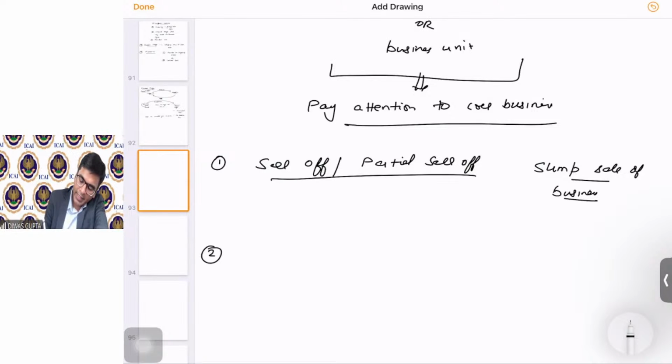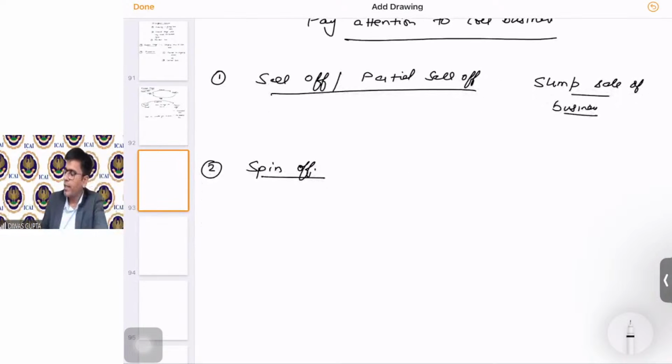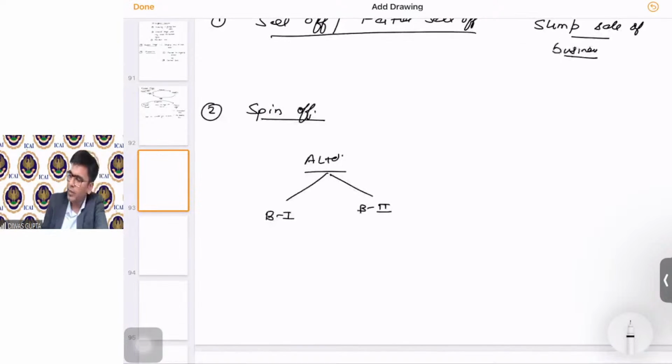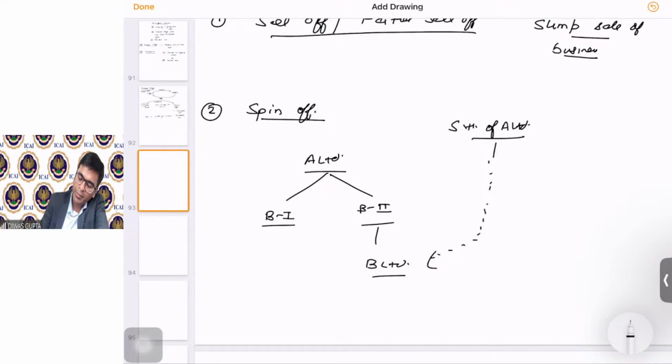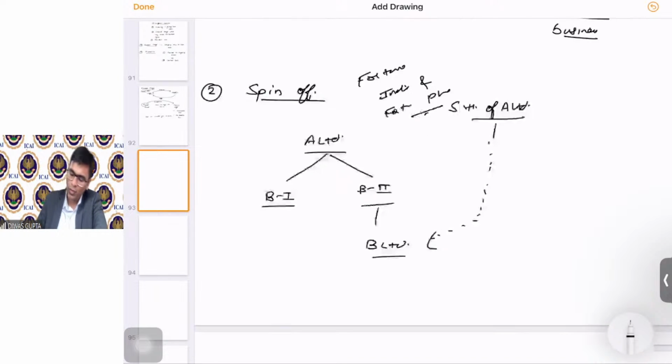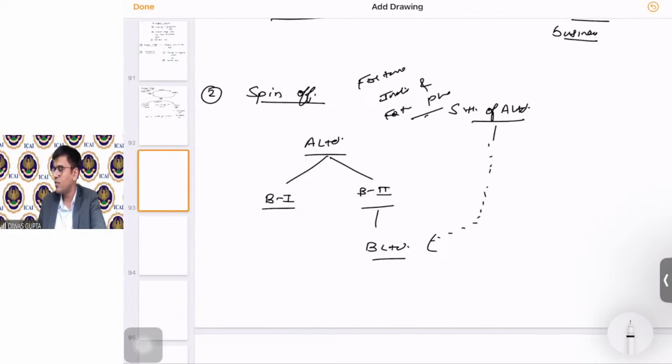Spin off. Second is spin off. Now, in case of spin off, there are existing shareholders. Let's take an example of A Limited, having two businesses, business one and business two. Business two is transferred to B Limited, a newly incorporated company, and business one is retained by A Limited. So the shareholders of A Limited get holding in this new company called B Limited. You remember, students, we did one question, Fortune Pharma and Fortune India. That situation is called spin-off. Exactly the same situation is spin-off.